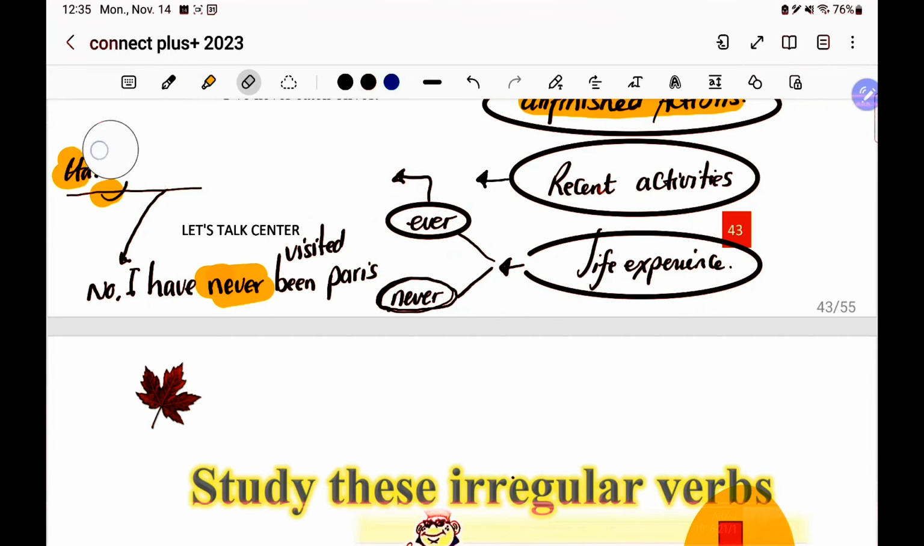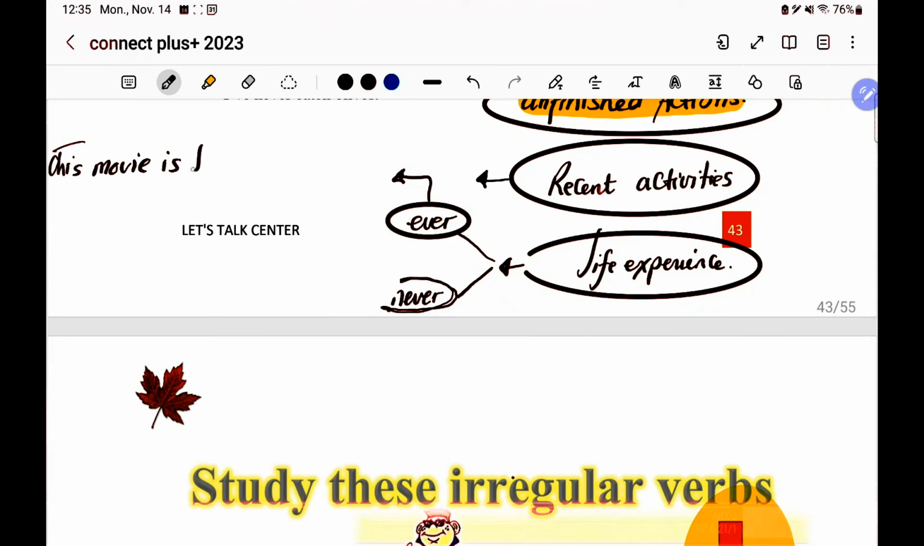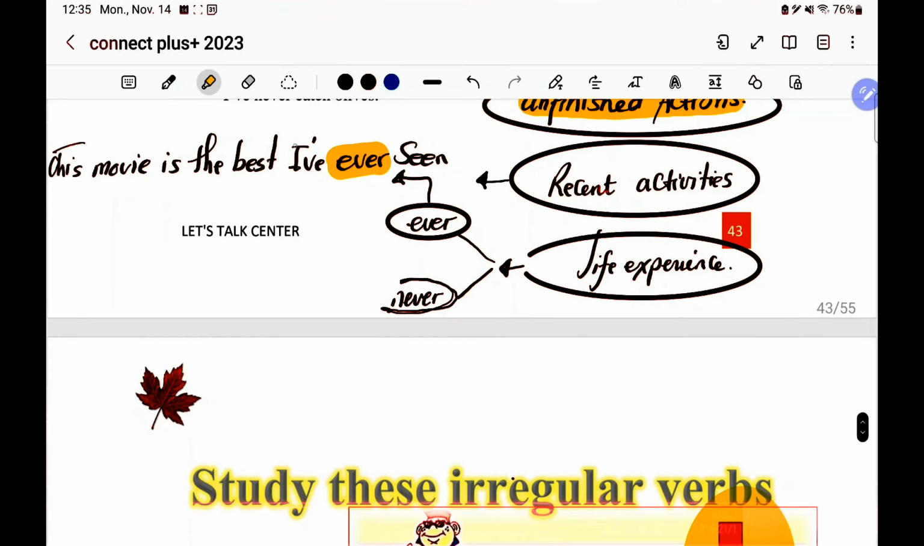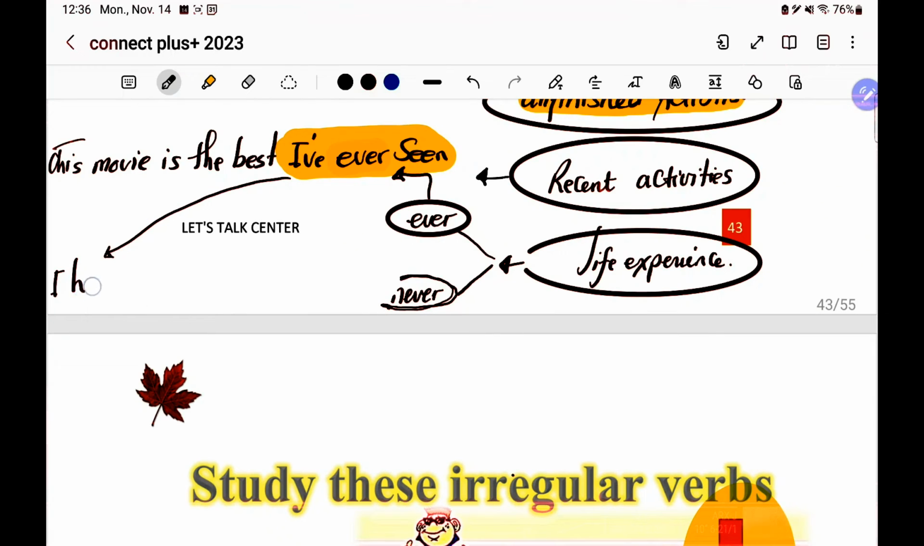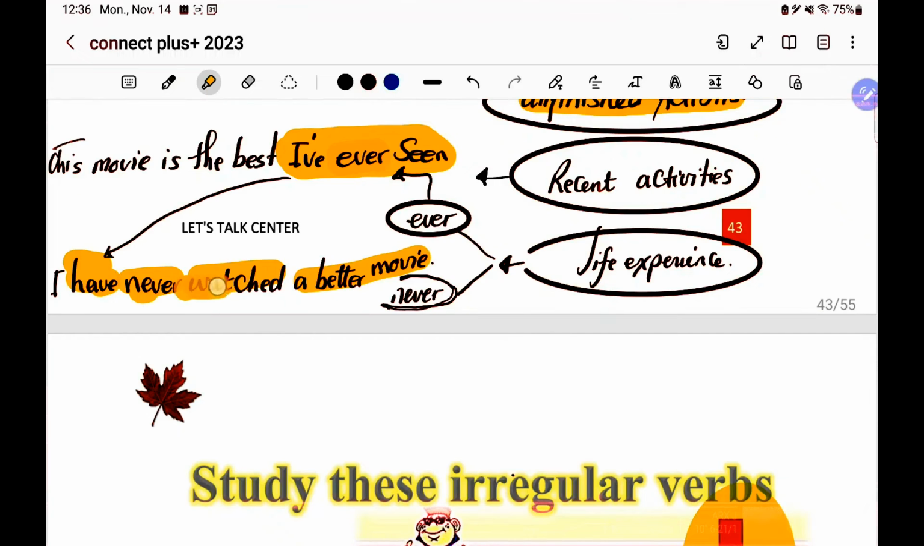Let's look at another example. This movie is the best I have ever seen. بص هنا ever غيرت المعنى ازاي، يعني ده أفضل فيلم أنا شفته في حياتي. Using never: I have never watched a better movie. يعني أنا عمري ما اتفرجت على فيلم أحسن من كده. This is what we call in English life experience أو تجربة حياتية.